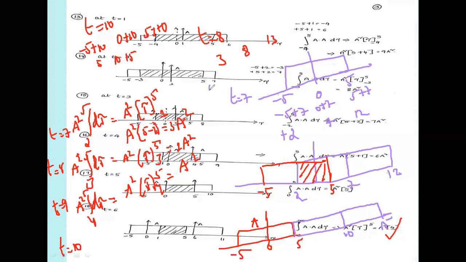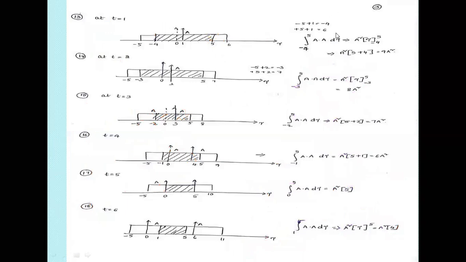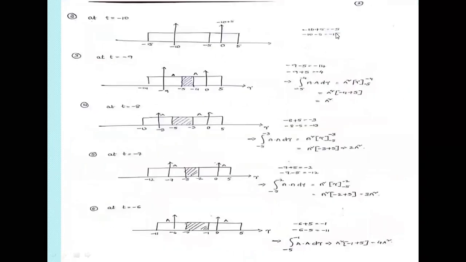So starting from 0, it goes a square, 2a square, and so on up to 10a square. Again it decreases: 9a square, and so on to 0. Symmetrical. Got it, my students? Again, I will see here: at t is equal to 10, there is no overlapping. At t is equal to minus 9, we got a square as the amplitude.